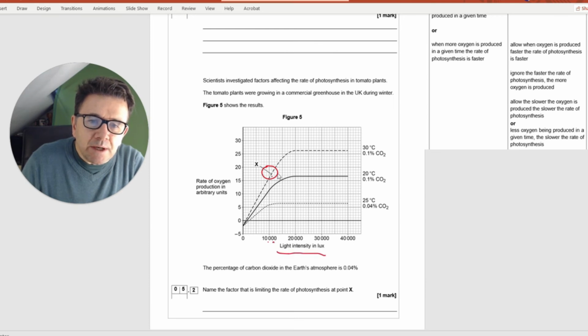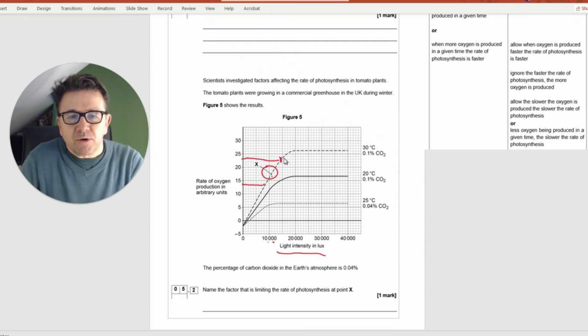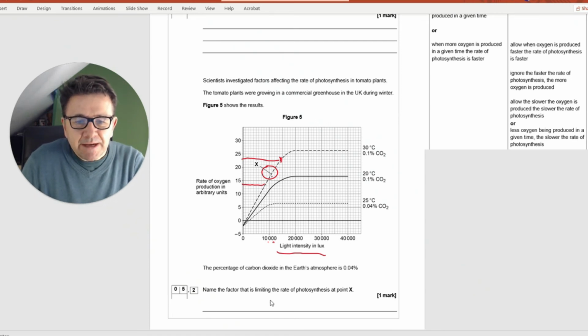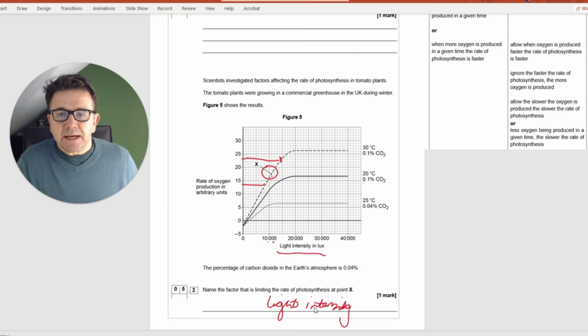Okay, so if you increase the light intensity, the rate of oxygen production increases. If you decrease the light intensity, it decreases the rate of oxygen production. So the name of the factor that is limiting the rate, well, it must be light intensity. So you need to mention light intensity. If you mention light, that's fine. And that is the answer for that question.